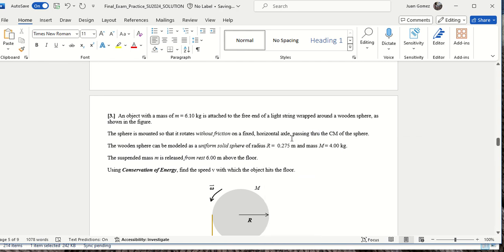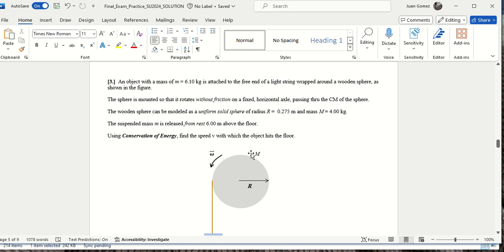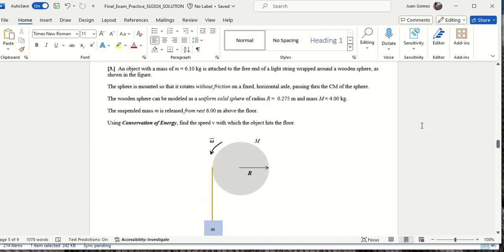So now let's look at problem 3. It's a conservation of energy problem involving both translational kinetic energy, rotational kinetic energy, and potential energy. So what we have is an object of mass small m attached to a string that's wound around a wooden sphere.